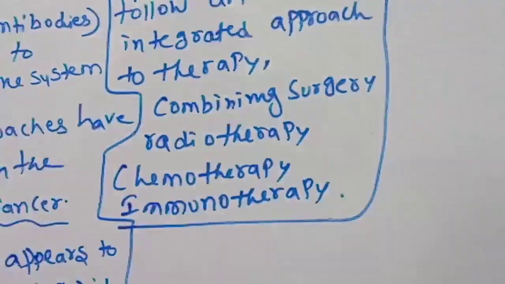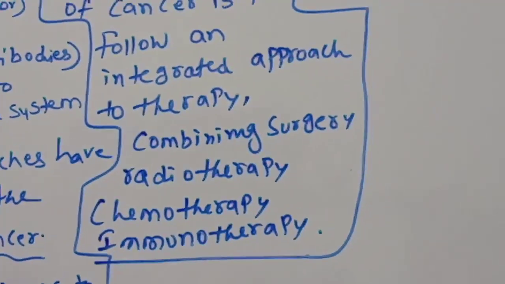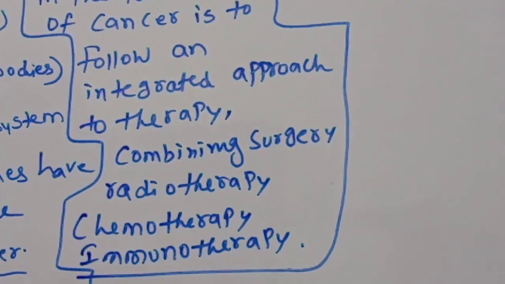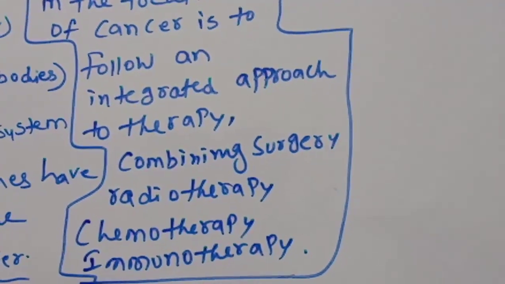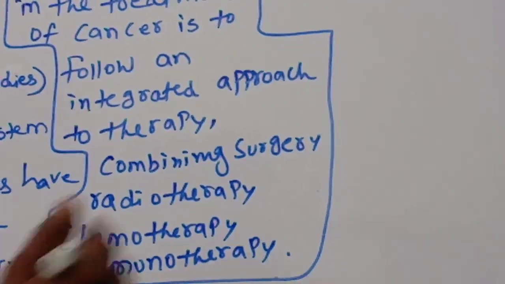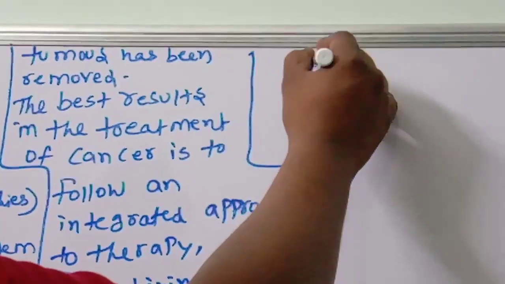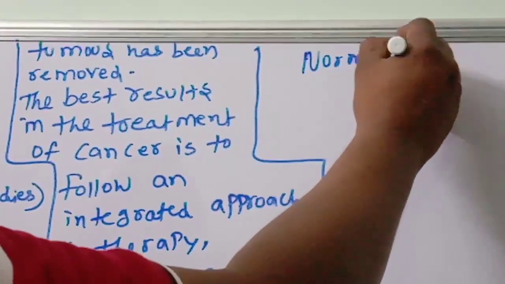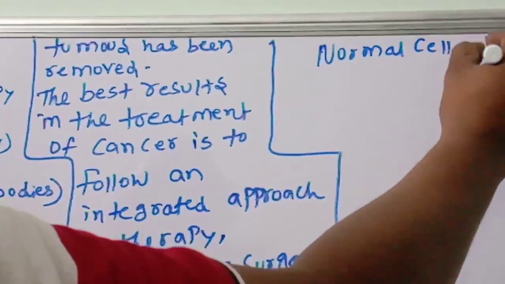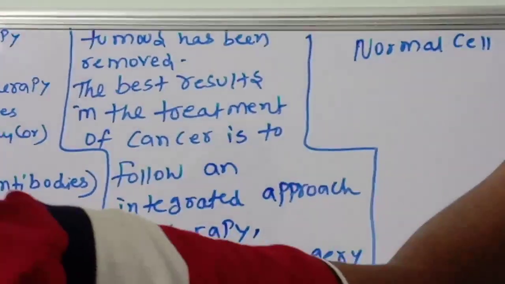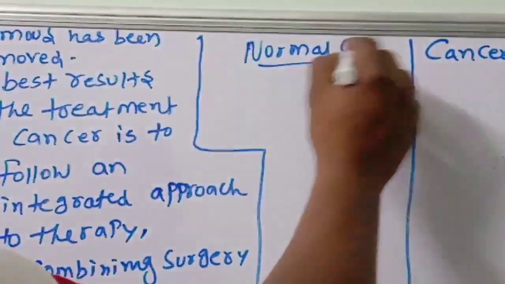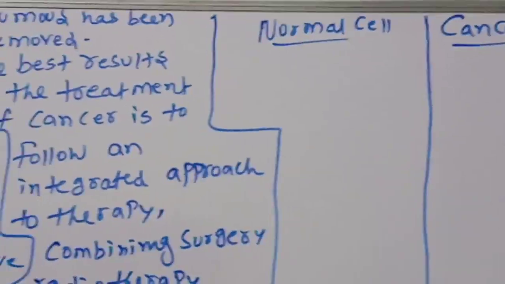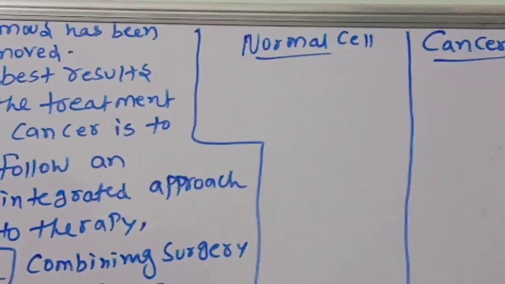Okay, so the next important concept is the difference between normal cell and what you call cancerous cell. How normal cell will be there, how cancer cell will be present.